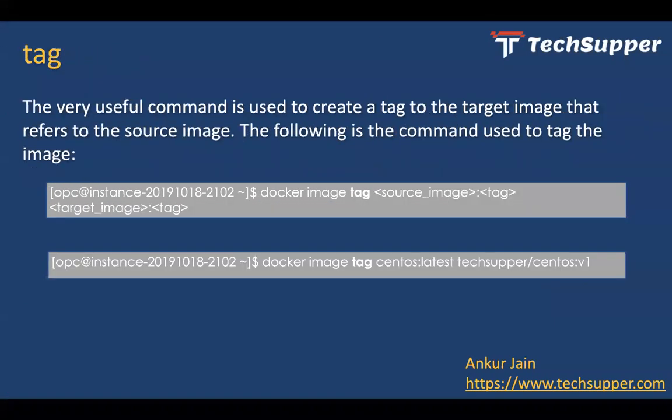Tag. The very useful tag command is used to create a tag for the target image that refers to the source image. For example, we have created an image using the build command, and it didn't have any tag. If you want to give a tag, you can do this with the tag command: docker image tag, source image name, then tag, and then target image and tag. Like docker image tag centos:latest techsupper/centos:v1. So let's try to use this command.